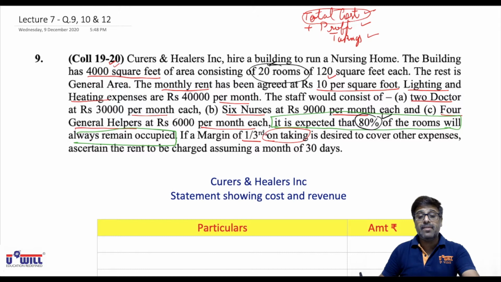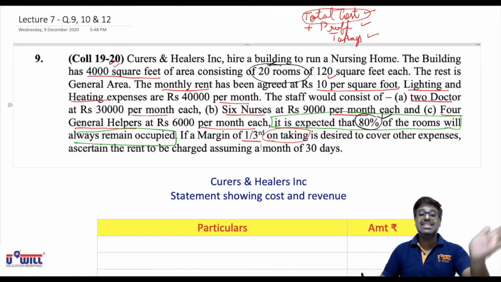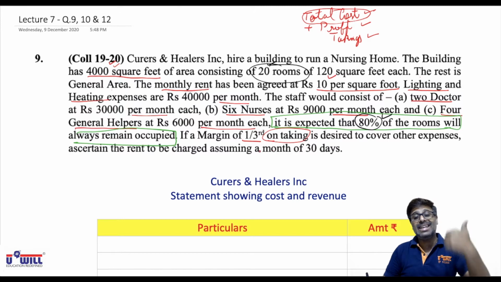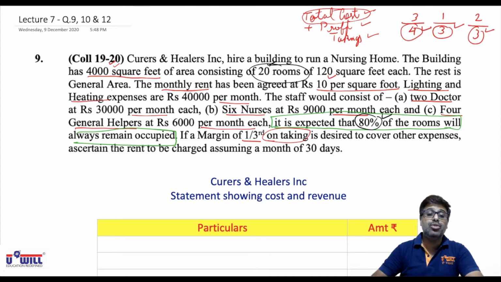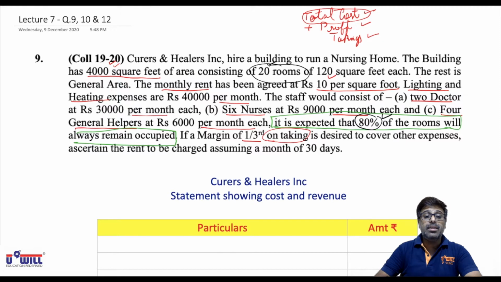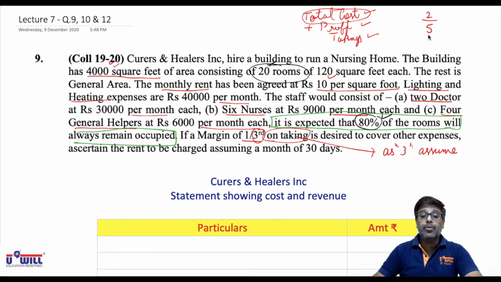Since the profit is given as 1/3 on takings, you'll assume the amount of takings as 100. Here it is given 1/3, so we'll assume the takings as 3. I've discussed this earlier also. If it is given 1/3, then you assume the denominator 3. Even if it is given 2/3, you assume the denominator 3. If it is given 3/4, then you assume the sales as 4. Whatever the denominator is, assume that, and it will make your calculations very easy. So since it is given 1/3, we will assume the amount of takings as 3. Reason, this 1/3. If it is given 2/5, then what would you take the takings as?